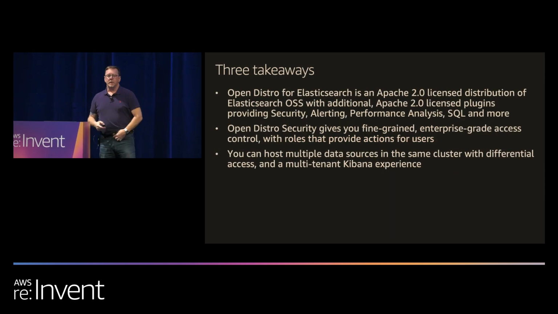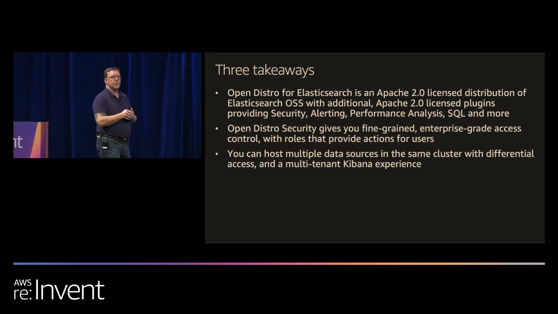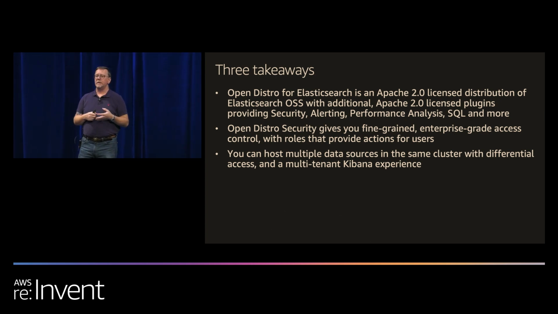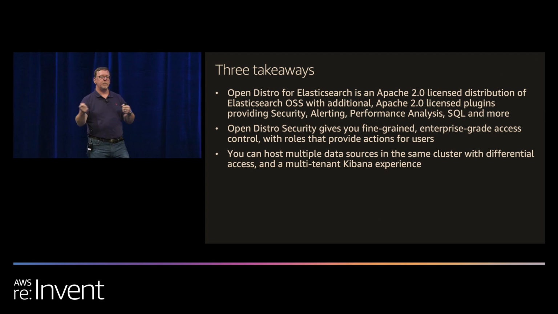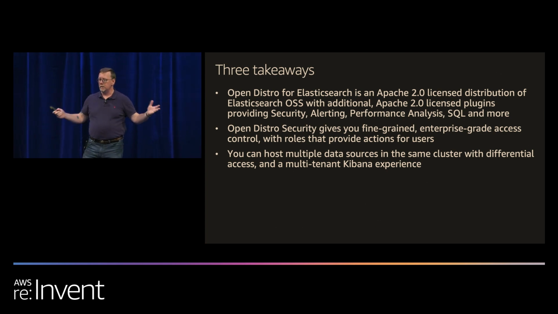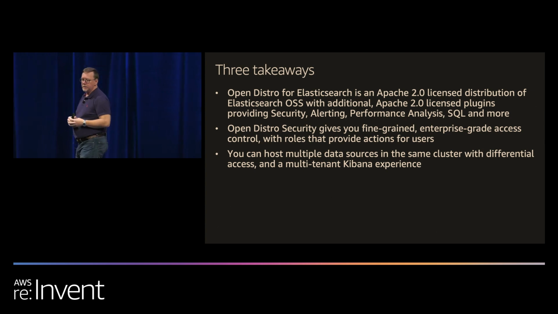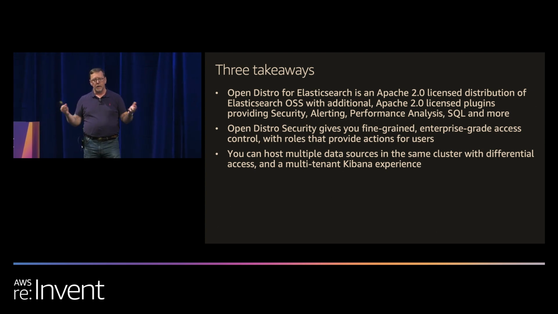And the last thing I'll give is a couple of takeaways. Open Distro for Elasticsearch is a fully Apache 2.0 licensed distribution of Elasticsearch open source, along with additional plugins that give you security, SQL, alerting, and performance monitoring. Security gives you fine-grained access control, the ability to have multi-tenant Kibana where Group A and Group B are distinct and their access patterns are distinct as well. And that is Open Distro Security.